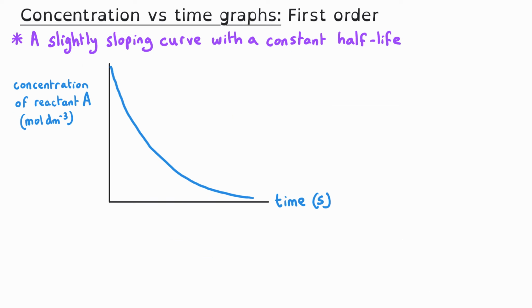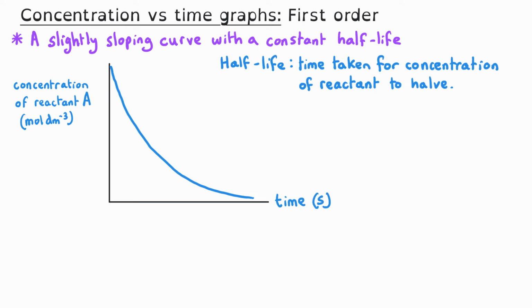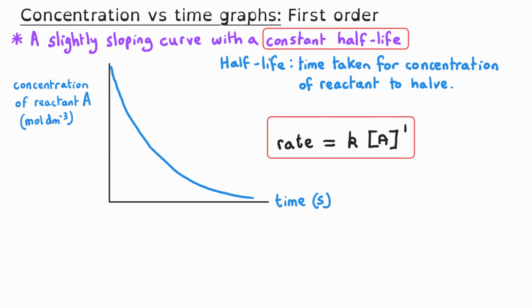The concentration versus time graph for a first-order reaction shows a slightly sloping curve with a constant half-life. You'll be familiar with the term half-life from radioactivity, but in this context, what we mean is the time taken for the concentration of a particular reactant to halve. And for first-order reactions, the amount of time taken for the concentration to halve is constant. And you can see this from the graph.